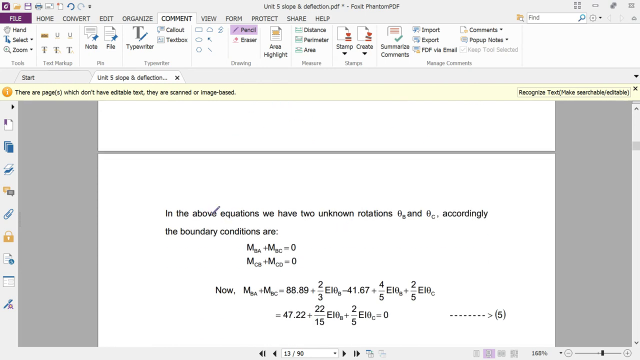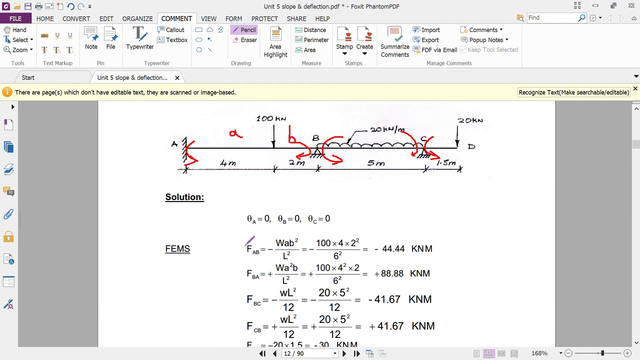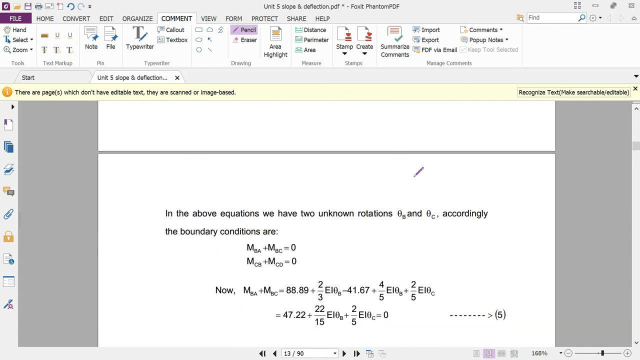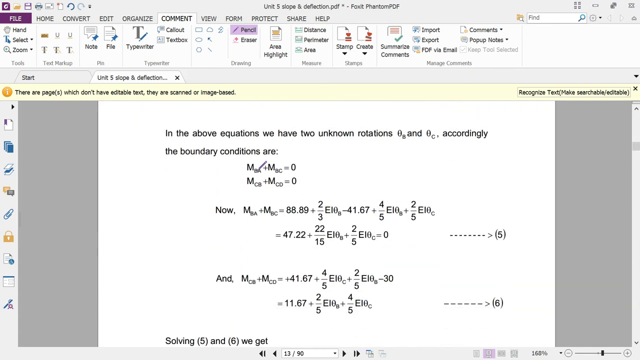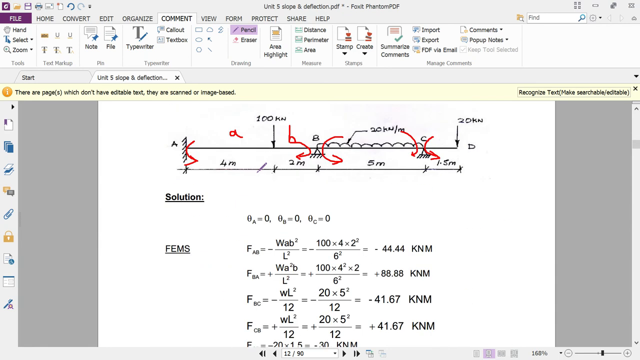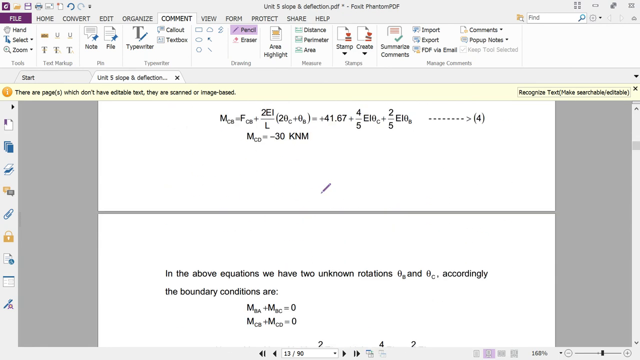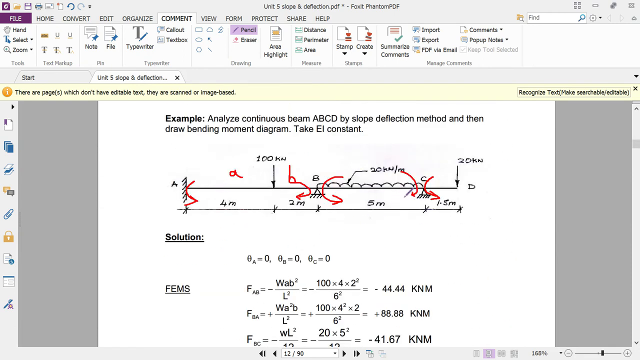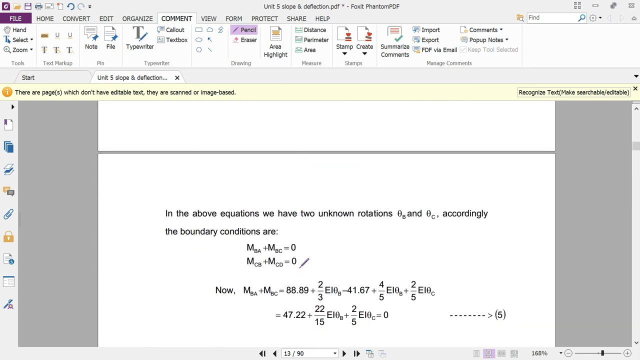Now in the above equations we have two unknowns, theta B and theta C. According to the boundary condition we are required to calculate theta B and theta C. So what is the boundary condition? M of BA plus M of BC. This is the first condition, and the second condition is M of CB and M of CD. This is the second condition.